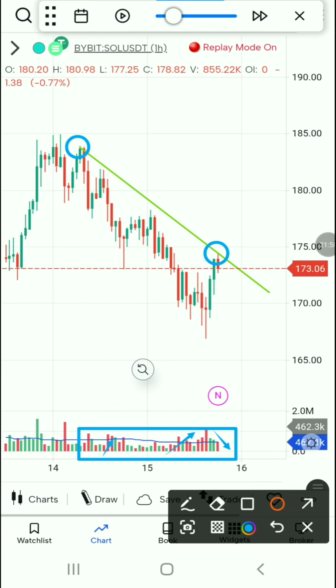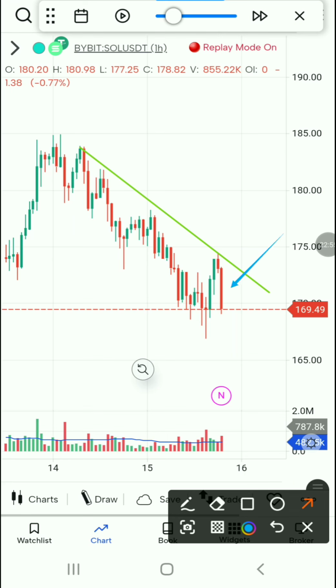So all you have to do is wait for confirmation, like maybe a strong bearish candle to the downside, to show you that this market is going down. Now let's see how it plays out. Now we have our strong bearish candle. We can look to enter right here and see how things go.